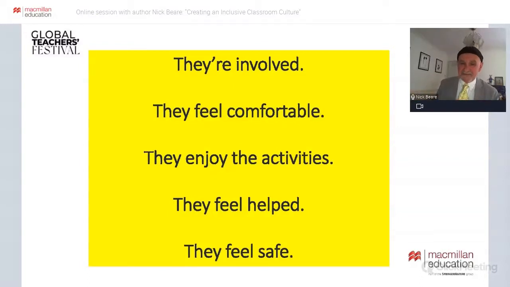And then at the bottom, the rather dramatic sounding one, they feel safe. Safe in this context, I mean, obviously nothing awful is going to happen, but safe in the sense that they're going to have a nice time in the class. Sometimes we get students who are picked on, I think that's the expression we use, picked on by other students. They might say unpleasant things to them, or there might be things happening outside the classroom that we don't know about.